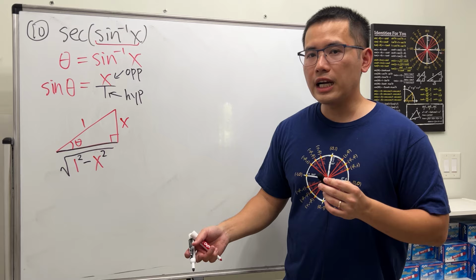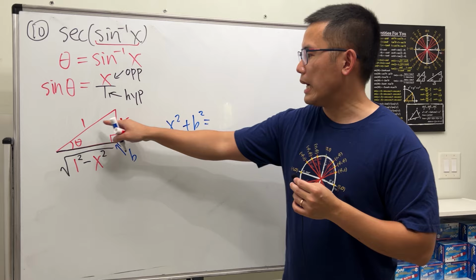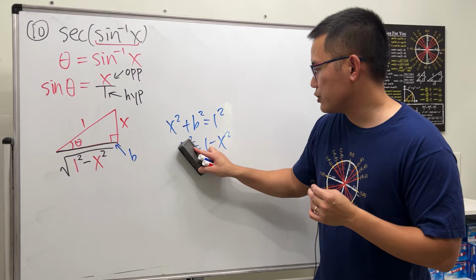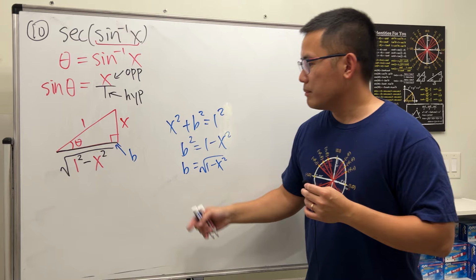If you want to use the Pythagorean theorem, you can do that as well. You can call this b, and then you know x squared plus b squared is equal to the hypotenuse squared, and then put that to the other side. 1 squared is the same as 1. And then b squared is equal to 1 minus x squared, and then take the positive square root on both sides, so b is equal to the square root of 1 minus x squared, just like that. But I think this right here is pretty good too.